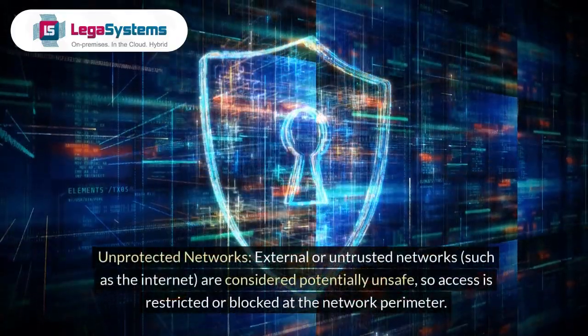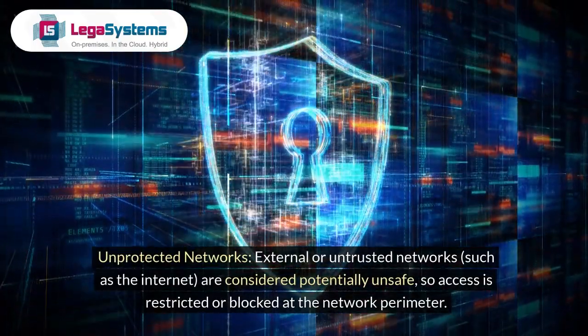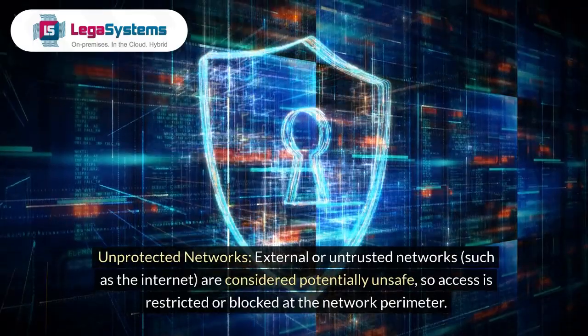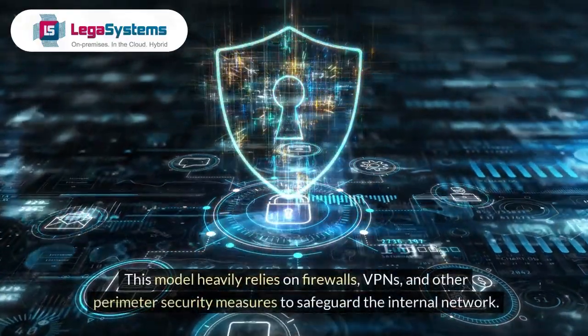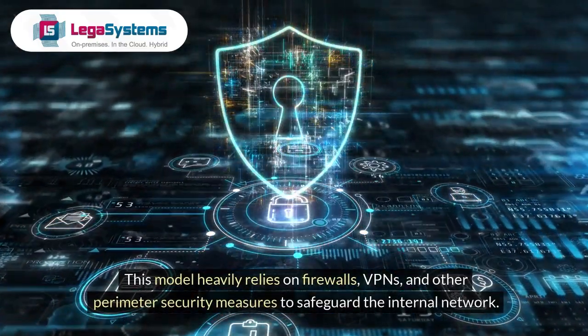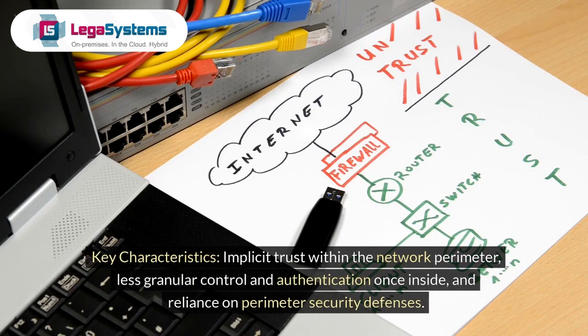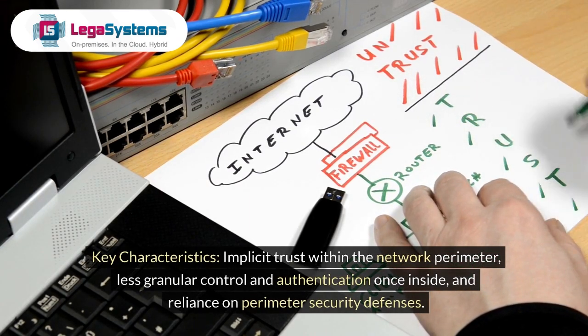Unprotected networks. External or untrusted networks, such as the Internet, are considered potentially unsafe, so access is restricted or blocked at the network perimeter. This model heavily relies on firewalls, VPNs, and other perimeter security measures to safeguard the internal network. Key characteristics. Implicit trust within the network perimeter, less granular control and authentication once inside, and reliance on perimeter security defenses.